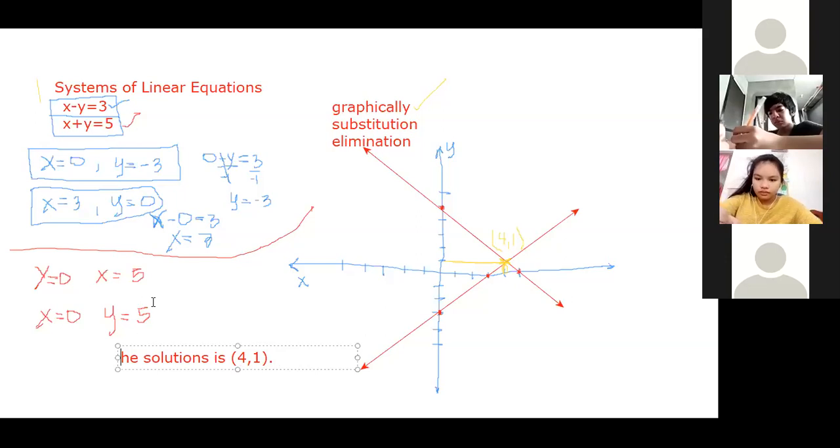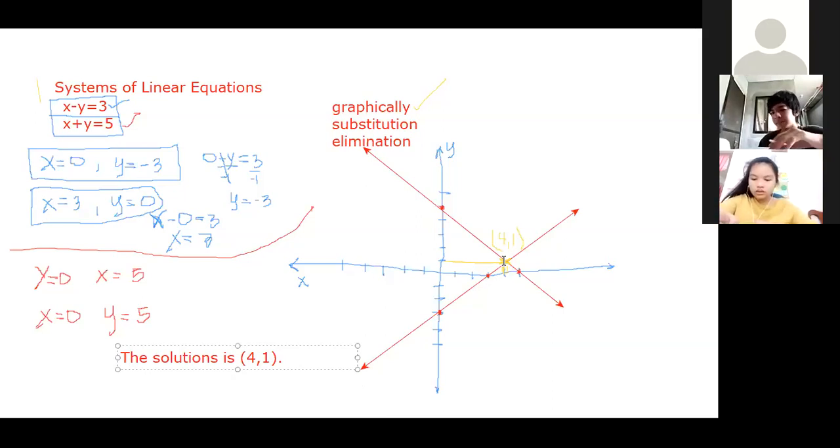Dapat big capital letter T. That's it. Alright? So the solution now therefore is 4, 1. The coordinate. Ang solution is ito. Ito pong intersection ng dalawang line. Intersection. That's the solution of the system. Alright? So, dami ha. You watch this video again so that maliwanagan kayo. If not, you find another videos that is clearer and you can understand.